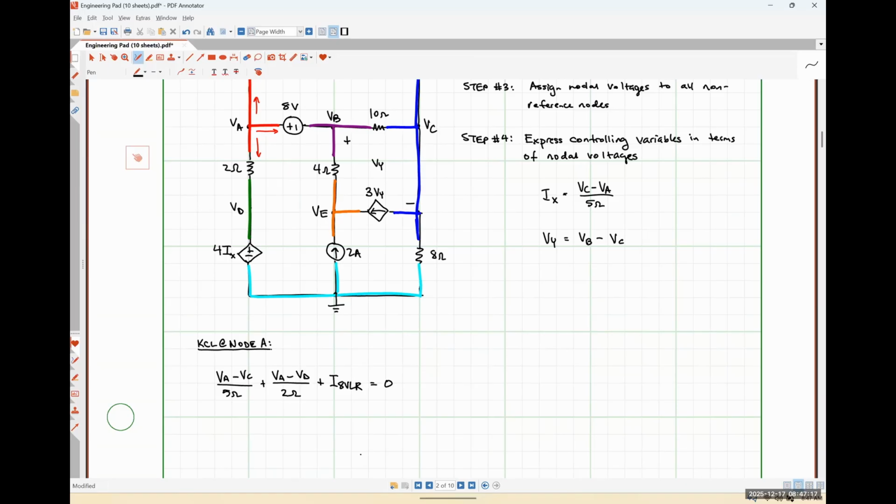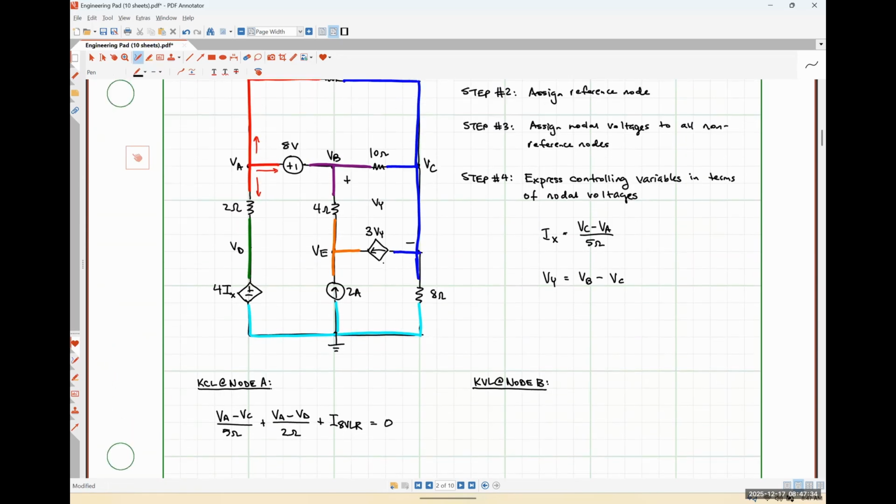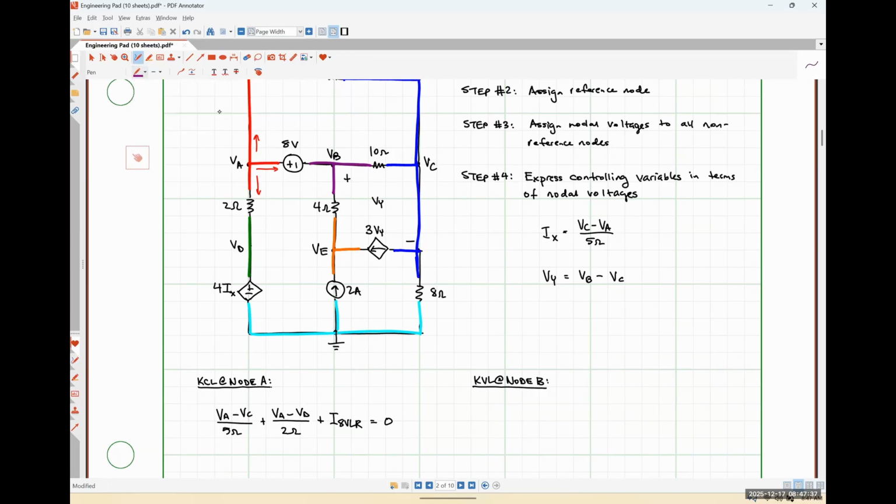Okay. So let's move on to node B. I'm going to do this one over here. And I think it should be very obvious, but we're going to run into a similar problem. So at node B, I've got my current flowing through my 8-volt source, again I've got my current flowing through my 10 ohm resistor, and I've got my current flowing through my 4 ohm resistor. So starting with the things that we can actually define, the current flowing through the 10 ohm resistor would be VB minus VC.